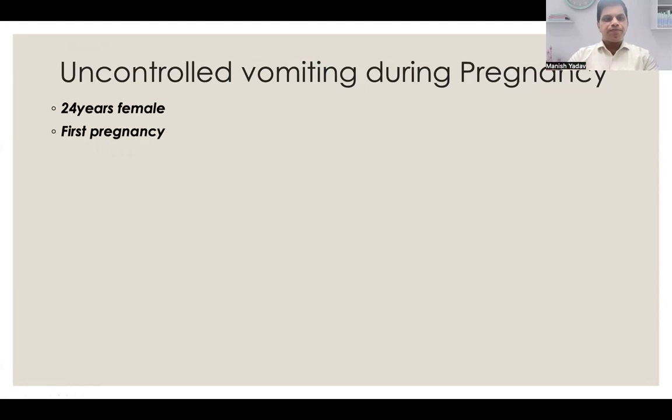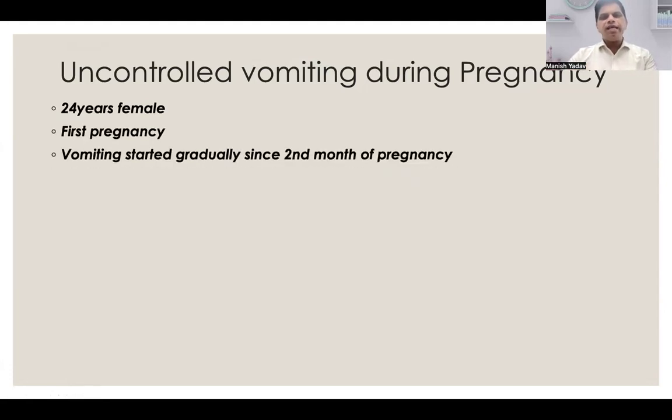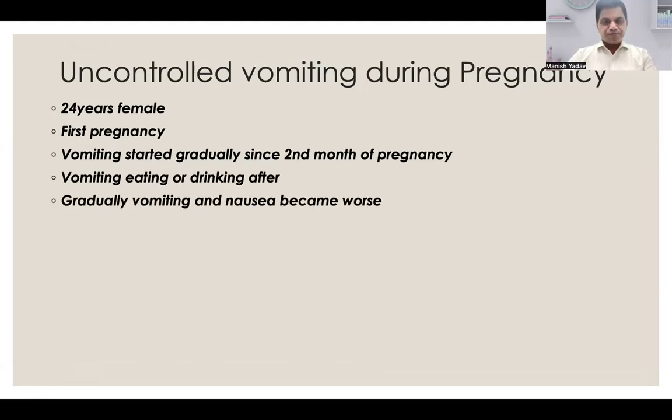24 years female, first pregnancy. Vomiting started gradually since the second month of pregnancy. The symptoms were vomiting after eating and drinking. Whenever she called me, she would only say, I'm getting vomiting. Whenever I drink anything or eat, I have to vomit. I can't retain anything in my stomach. Gradually, vomiting and nausea became worse.